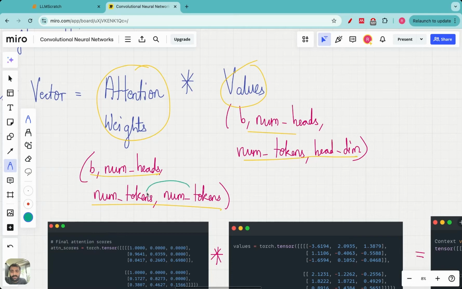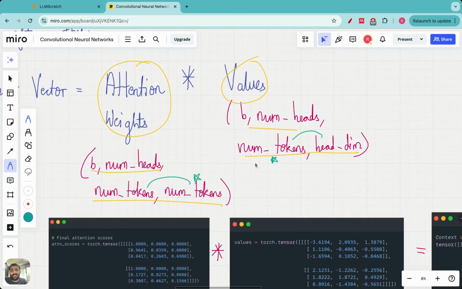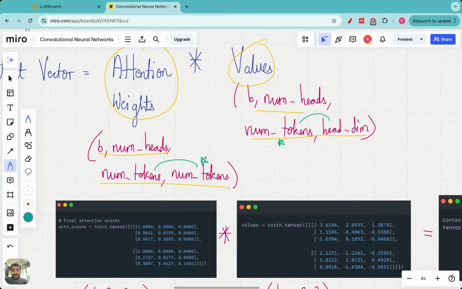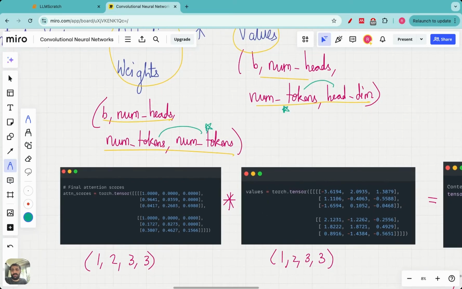So this is number of tokens by number of tokens, and that will be multiplied by number of tokens by head dim. So the number of columns here is number of tokens, and the number of rows here is number of tokens. So the number of columns in the first matrix match the number of rows in the values matrix. So we can see that these two matrices can be multiplied. Multiplication is possible, and now let us see how the multiplication will actually work in practice.